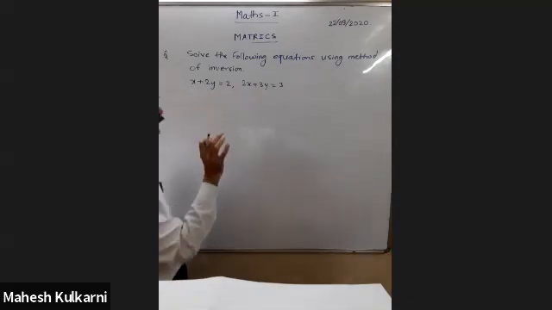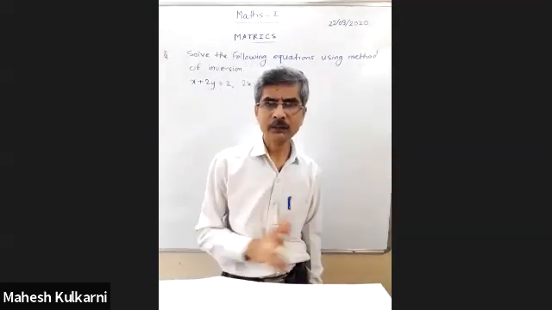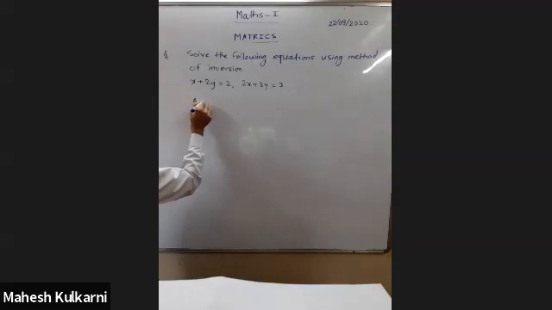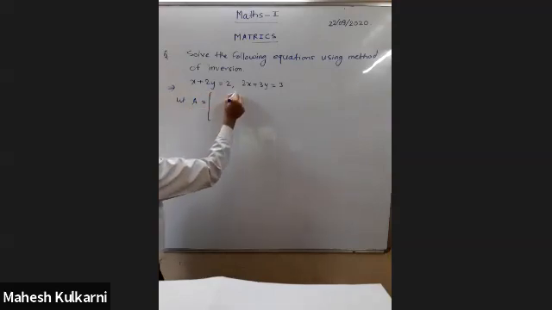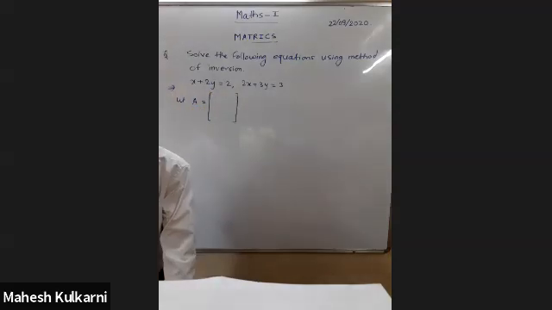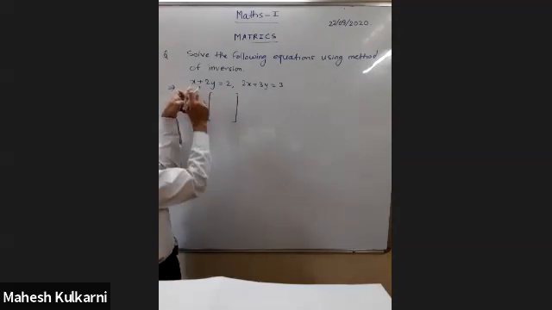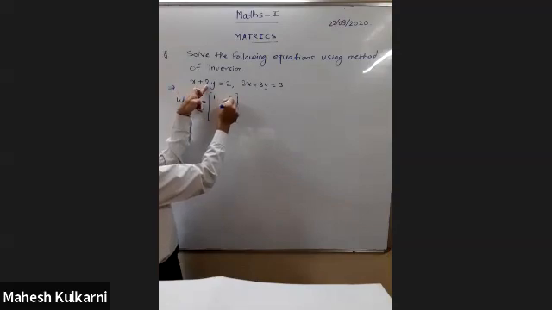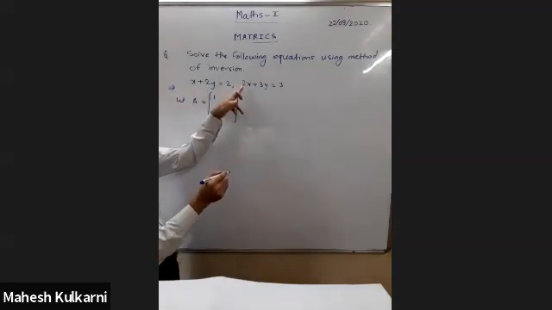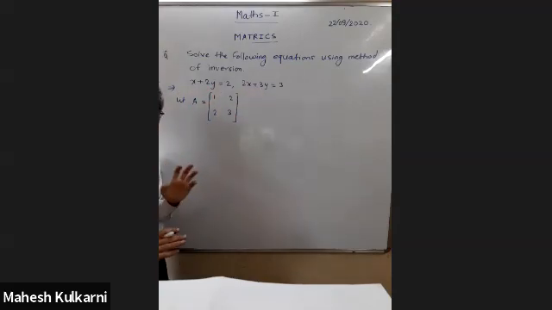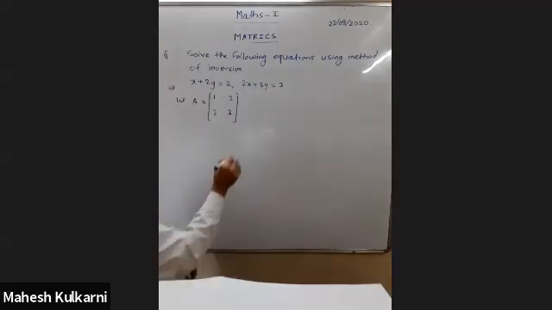Two equations are given and two variables are there. So when there is a system of linear equations of two variables and two equations, we have to consider a square matrix of order 2, and this is matrix A, which is the matrix of coefficients. In the first equation, coefficient of x is 1 and coefficient of y is 2. In the second equation, coefficient of x is 2 and coefficient of y is 3. This is the matrix of coefficients.